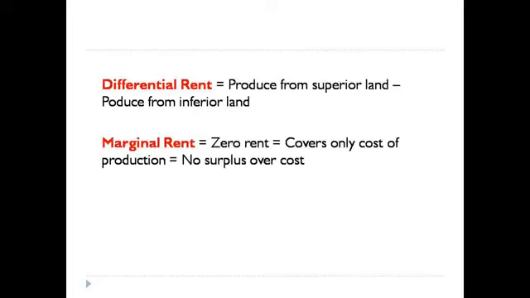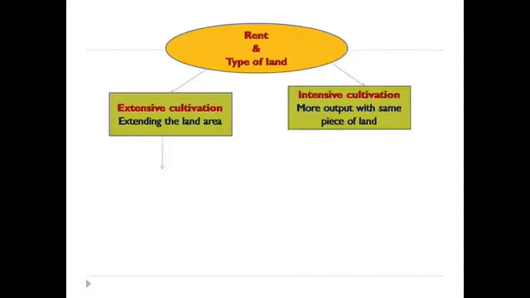So the differential rent is the produce from superior land minus the produce from inferior land. And the marginal land is the portion of land which covers only the cost of production. There is no surplus, so it is a zero rent land. Now in the next slide we'll be more clear about it. So, rent and types of land. There are two types of cultivation. One is extensive: when we extend the area of cultivation, we call it extensive cultivation. And intensive cultivation means from the same land we can generate more output.